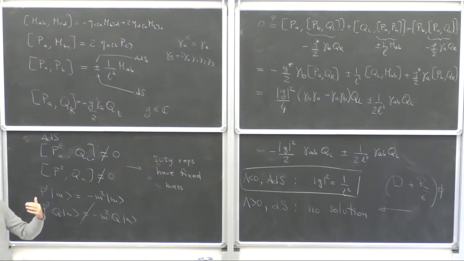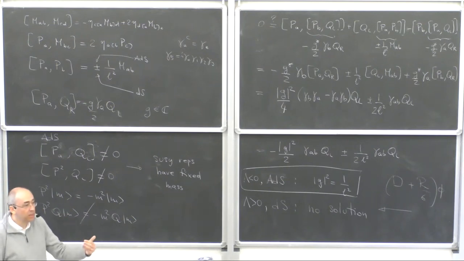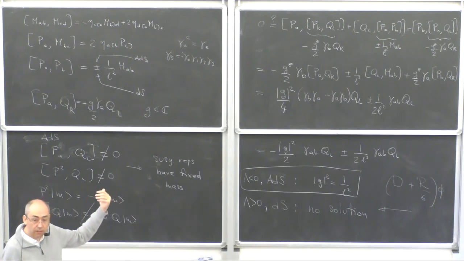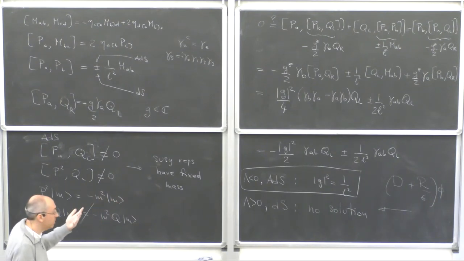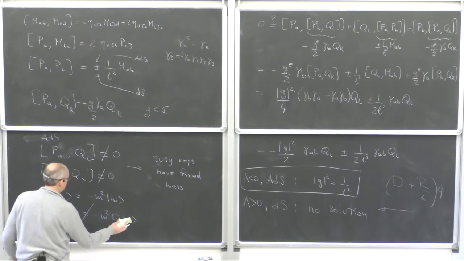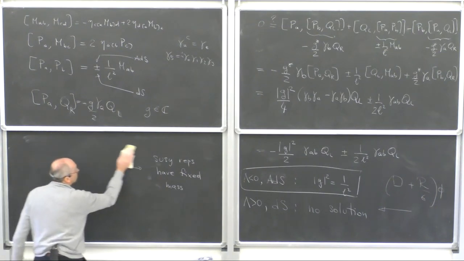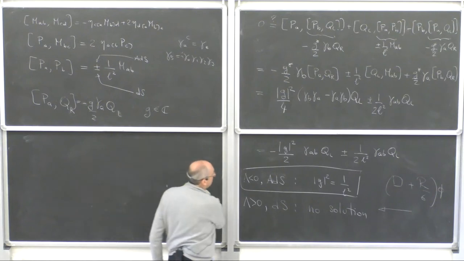Don't be surprised, or at least don't be alarmed, if we now find that we generate mass terms even in the theory with a massless graviton multiplet. Okay? So let's see how we build this Lagrangian.